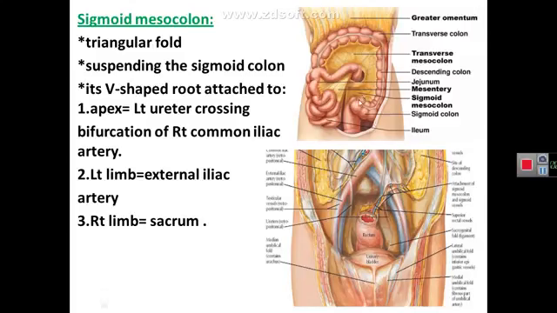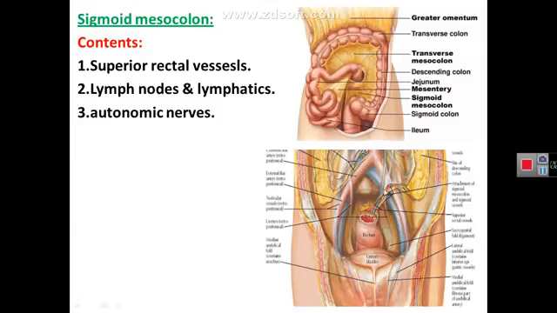The mesentery of the sigmoid colon is a triangular fold of peritoneum that has a free border also. It is suspended by a root which is attached in the form of an inverted figure V. This attachment is by a left limb, a right limb, and an apex. The left limb is to the external iliac vessels. The right limb is to the sacrum. The apex is on the ureter at the bifurcation of the common iliac artery. Contents of the sigmoid mesentery, sigmoid mesocolon, is the superior rectal vessel, which is the termination of the inferior mesenteric artery, in addition to fat, autonomic nerves, and lymphatics.